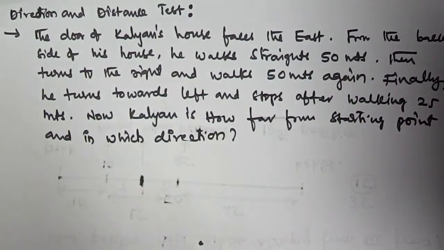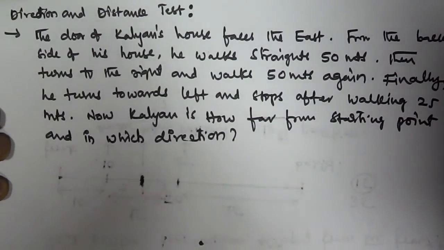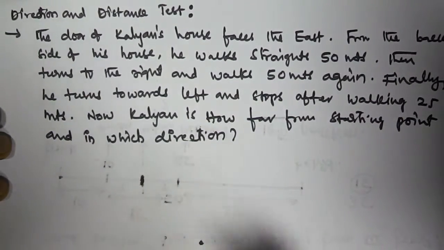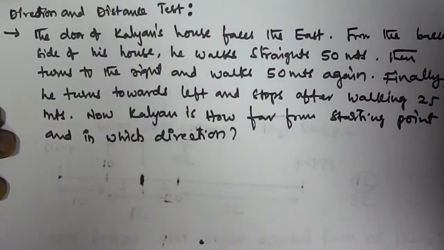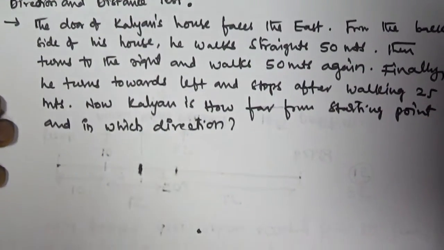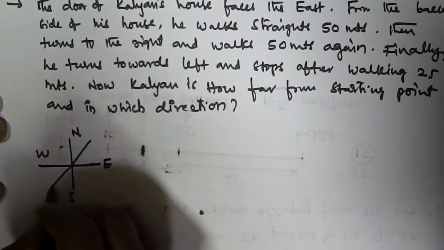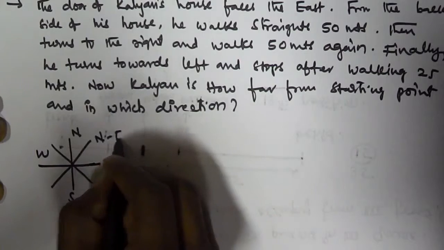Okay, so Kalyan's house door faces the east, right? So from the back side of his house, he walks straight 50 meters, right? So first we write the basic directions. So this one is north, south, east and west, right? In between directions are northeast, this one, northwest, southeast and southwest.